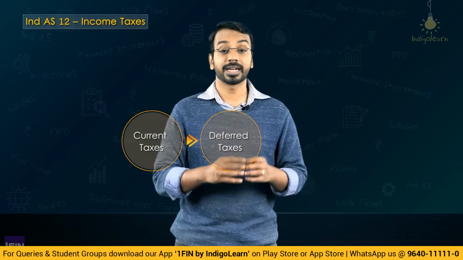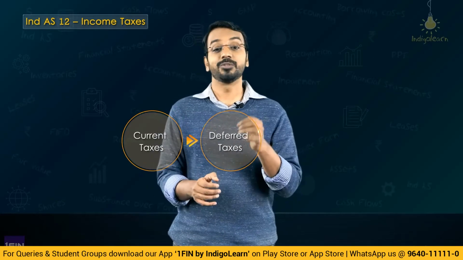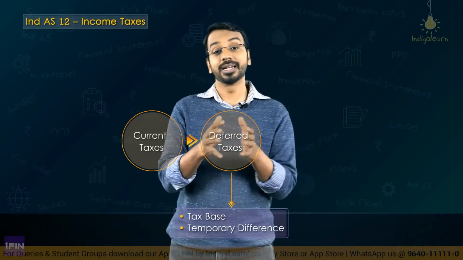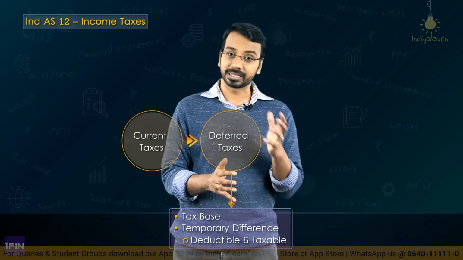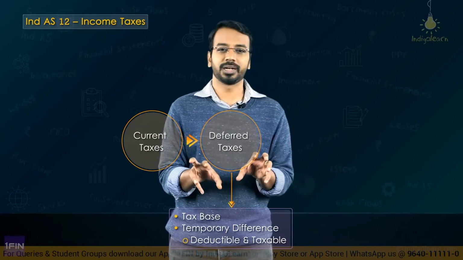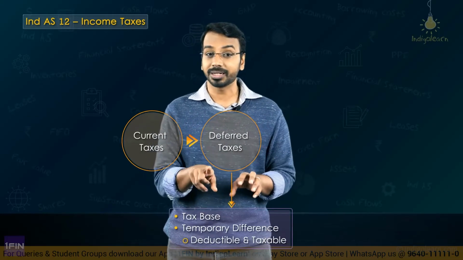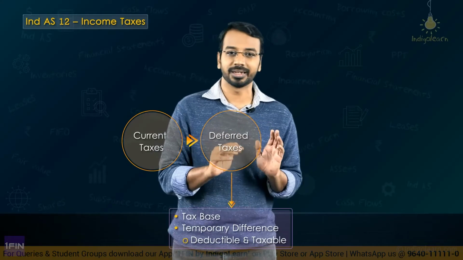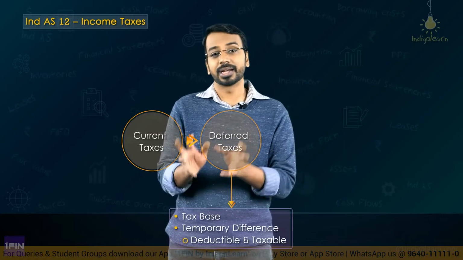Now, having understood this, let us jump into the standard and we'll start with current taxes. Current taxes is pretty much similar to what you would have learned under AS 22. Then we'll understand about deferred taxes. But to understand deferred taxes, we need to understand something called a tax base. Then we also need to understand something about a temporary difference. Under temporary difference, we have deductible temporary difference and taxable temporary difference. All of these nomenclatures may sound scary, but if you understand the logic, then these nomenclatures are secondary.